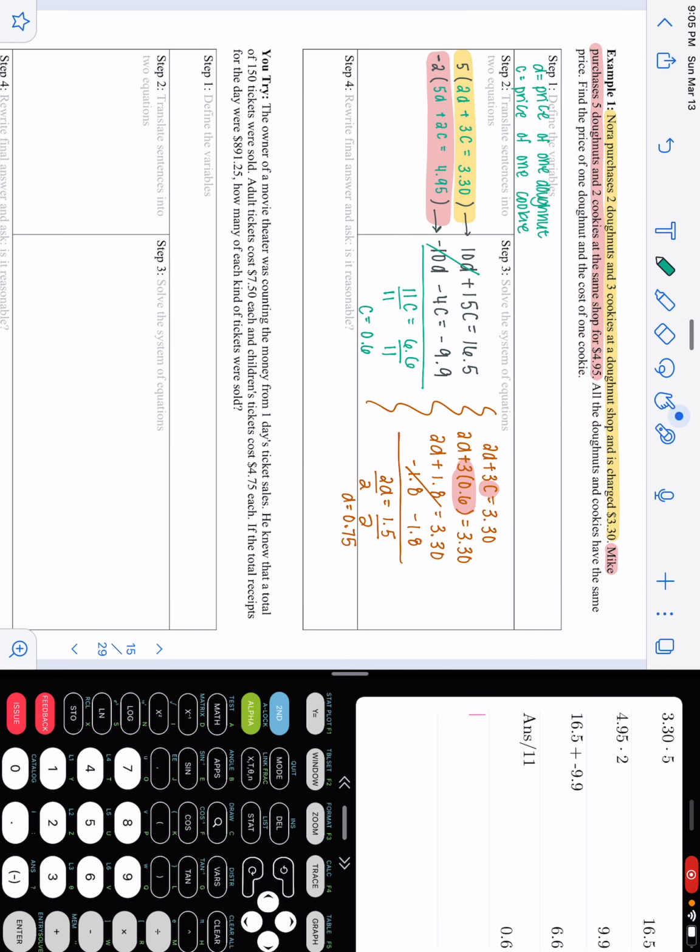We want to make sure we don't get answers that are negative because that wouldn't make any sense. And a donut shouldn't cost like $75. So again, you're looking for reasonable answers. Let's rewrite our final answer. 1 cookie costs 60 cents and 1 donut costs 75 cents.